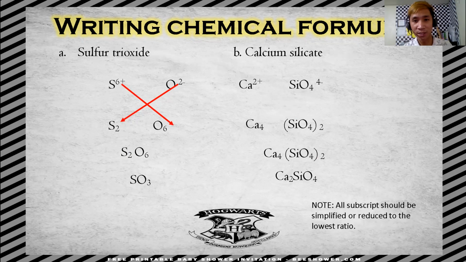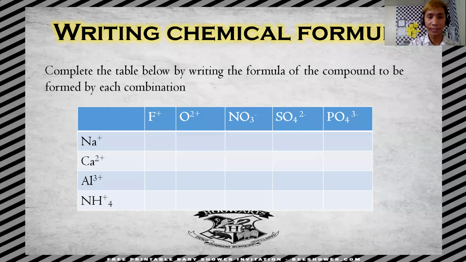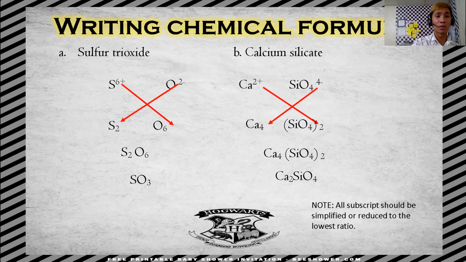Next one is calcium silicate. So ganun din. Pansinin nyo, yung oxidation number, gagawin mo lang subscript ng kabilang atom. So ganyan lang siya. Since both of them can be simplified, 4 and 2 yan, di ba? Simplify mo lang. So magiging Ca2SiO4. Okay? That's how you're going to write the chemical formula.